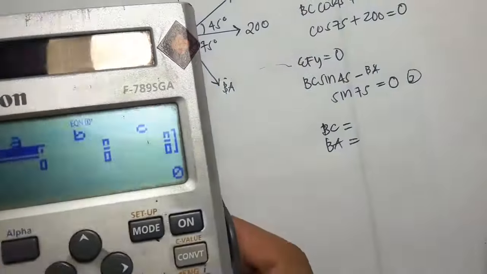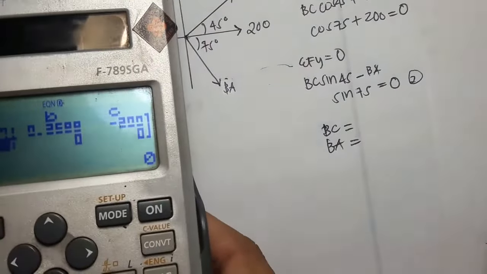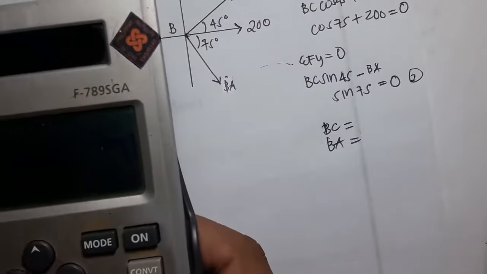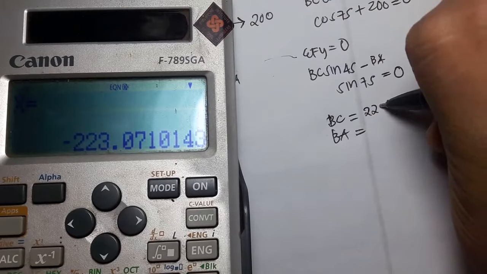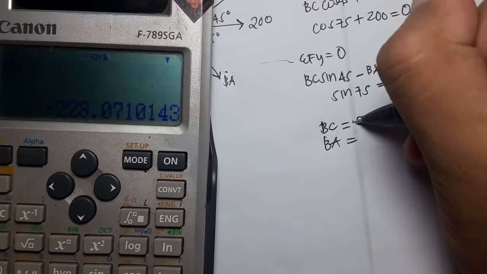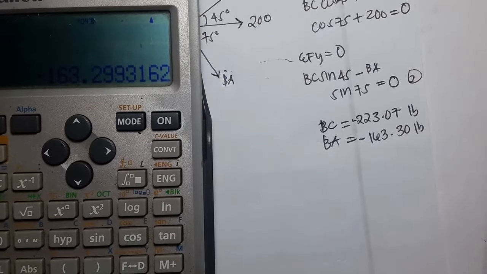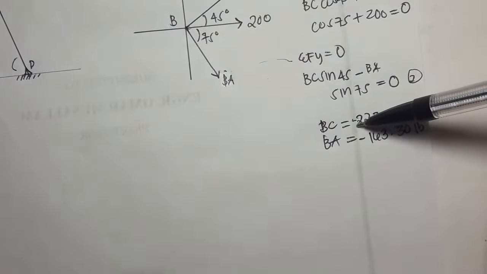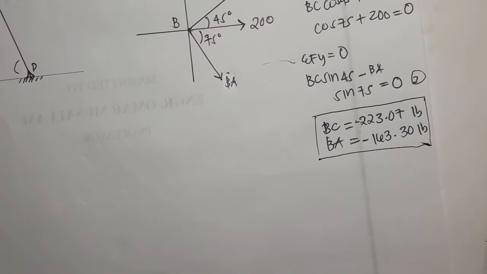Just input cosine of 45, positive cosine of 75, then negative 200, then sine of 45, negative sine 75, then 0, equals. So we have negative 223.07 and negative 163.30 pounds. If you notice, our values are negative, so it is a compressive force in these bars, because negative means compression. So these are compression forces in our bars.